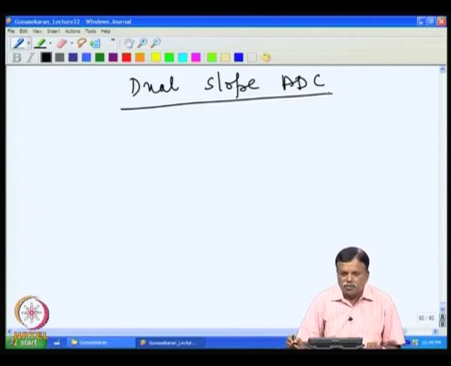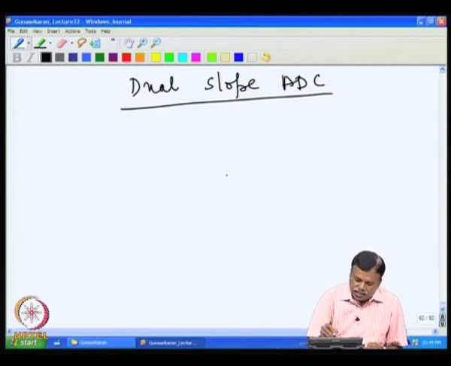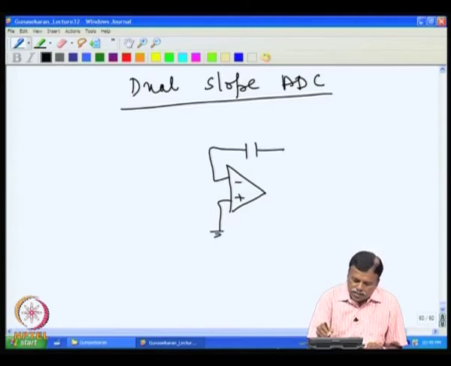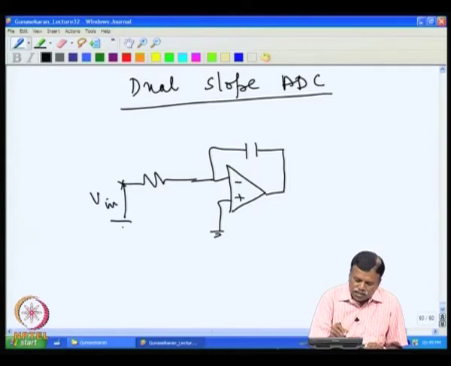Now, in the dual slope ADC, the classical construction technique used is that you take an operational amplifier, and then we will have a capacitor connected here as an integrator. Then we will have an input voltage V input, which is to be digitized, which is a DC voltage, assume it is positive, and then R in.